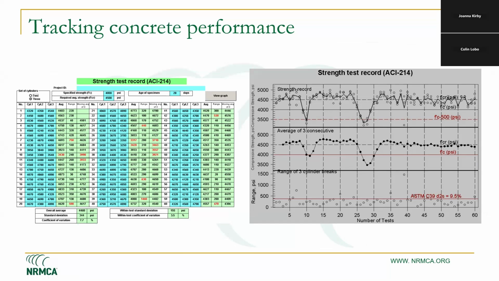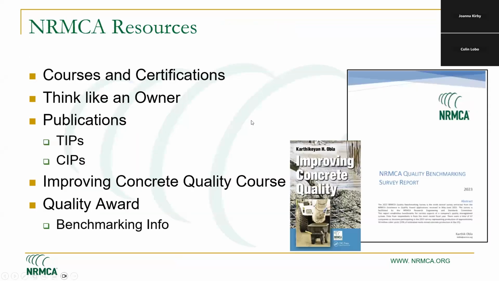On the left is the data. It shows when a strength result may not have met the requirements of the specification in red. On the right, you see some visual indications of your strength test records to show when you might have dipped below the red line and indicating a strength failure. So these things are useful and need to be tracked by obtaining all your test results and tracking your concrete performance.